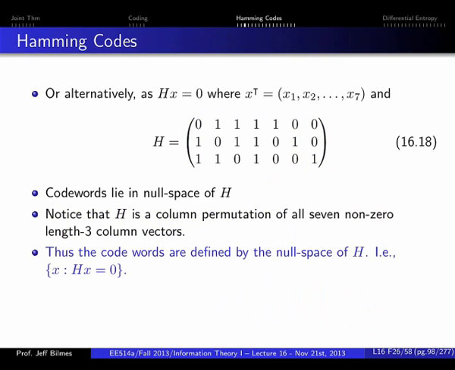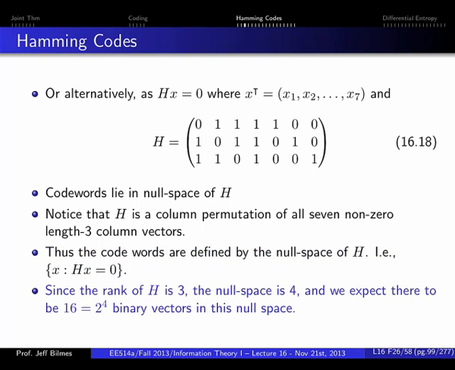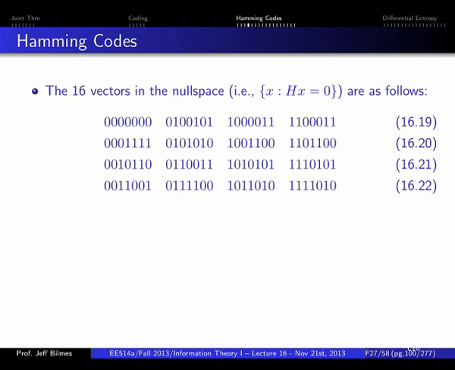So in the null space, the code words are x such that Hx is equal to 0. That's the set. And since it's a 3 by 7 matrix, it's got rank 3. So from the perspective of the row space, all three dimensions of span. And so the null space is 4. This is the result from linear algebra, and the mod 2 doesn't actually change that result. And so therefore, the vectors that lie within this null space, we should have 16 of them, 2 to the 4, because its dimensionality is 4. Is everybody clear on that? And in fact, here they are. Here are the 16 vectors in the null space.